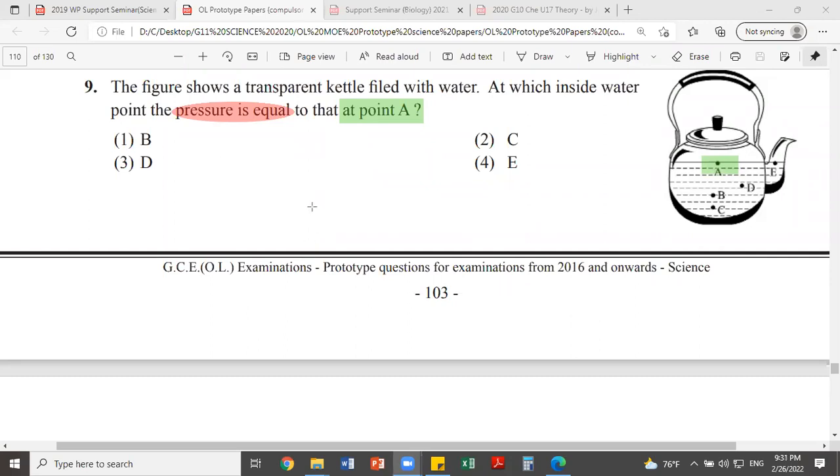I'll ask the answer from Ash. Where's Ash here? Right, Ash said E.